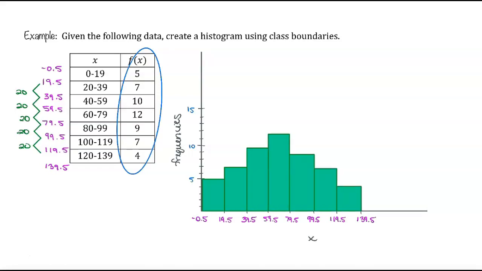Now that we have our completed histogram, we can actually tell that this data is approximately normal. We can see an approximate bell-shaped curve to this graph.